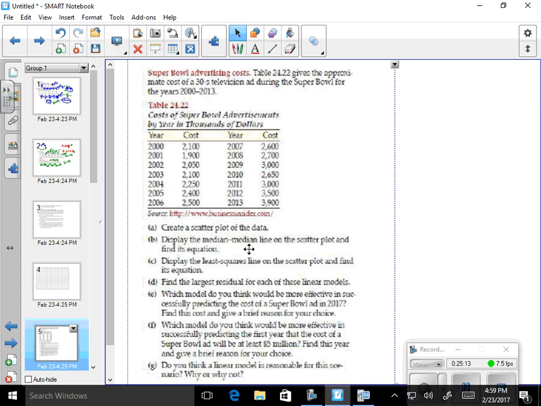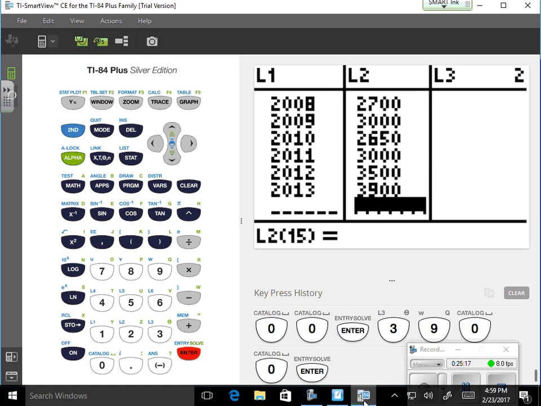Create the scatter plot and the median line and the least squares regression line. I'm going to go ahead and turn diagnostics on.